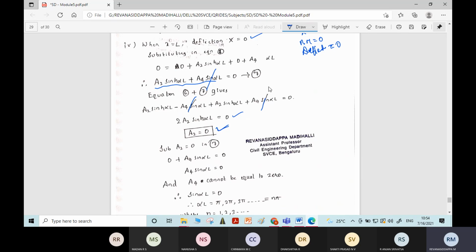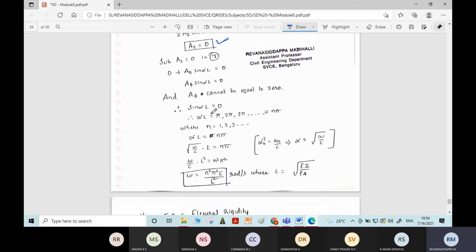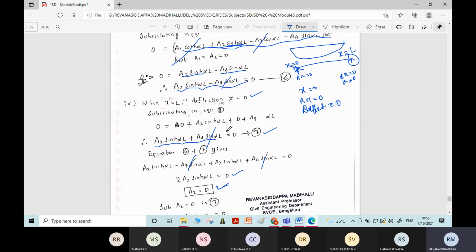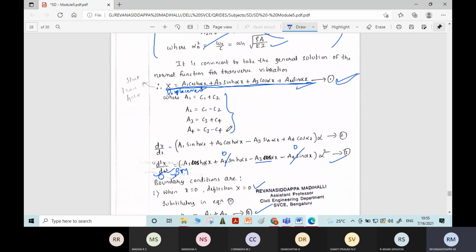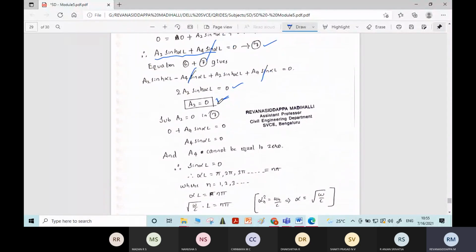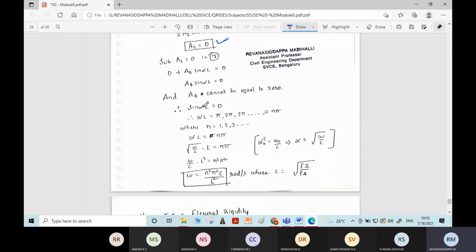If you substitute a2 equal to 0 in expression 7, finally you get a4 sin αL equal to 0. As the constants a1, a2 and a3 are 0, this a4 cannot be equal to 0, because it is the vibration of a simply supported beam. Therefore, as all the other constants are 0, this remaining constant a4 cannot be equal to 0.